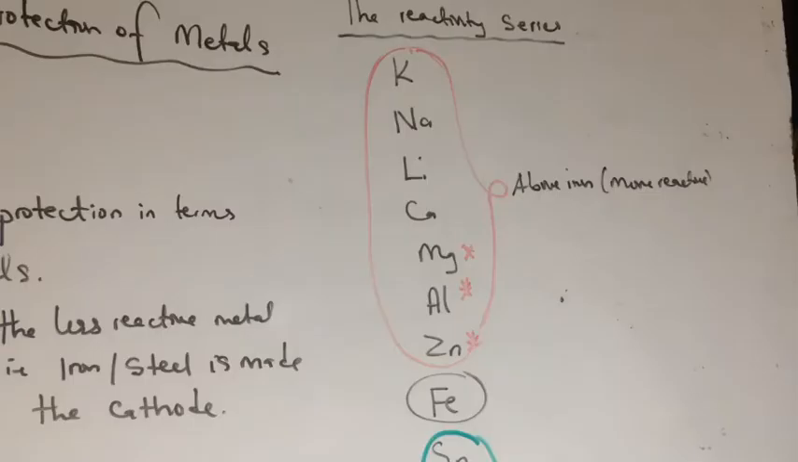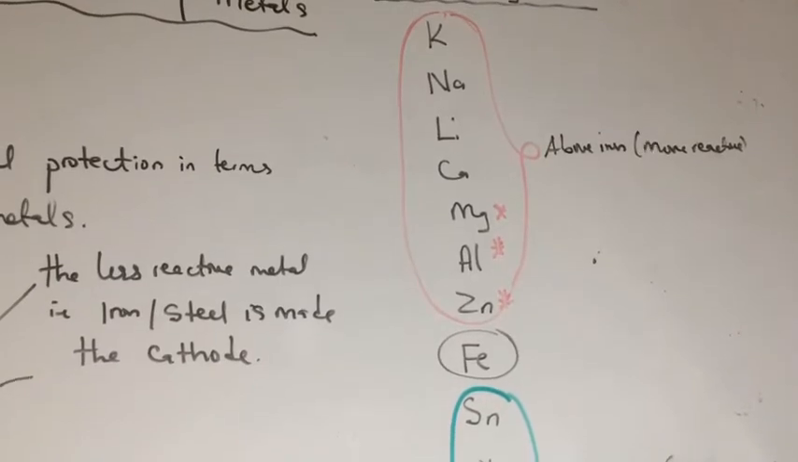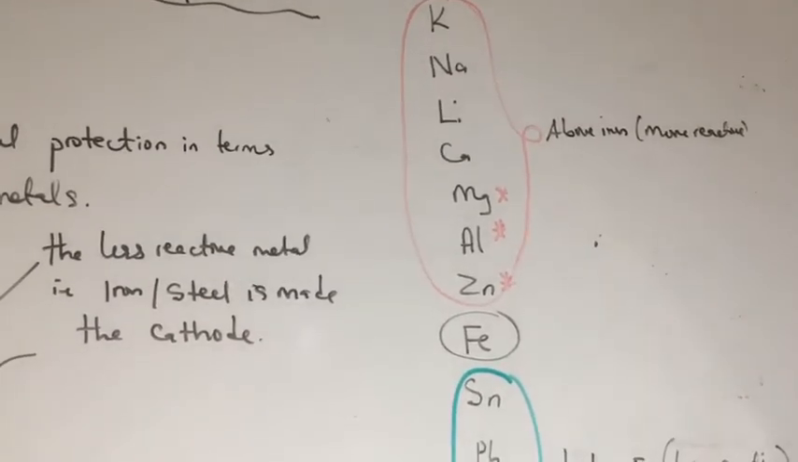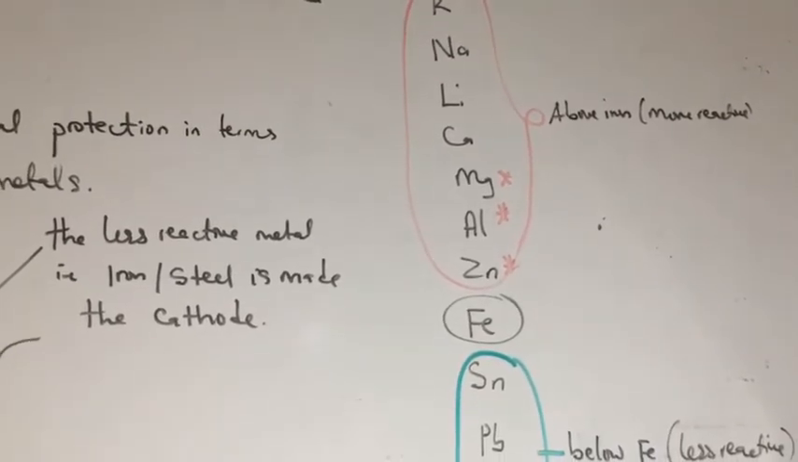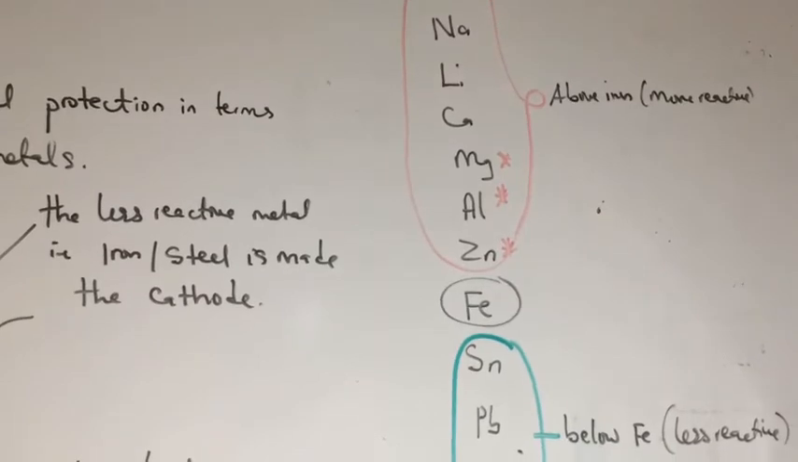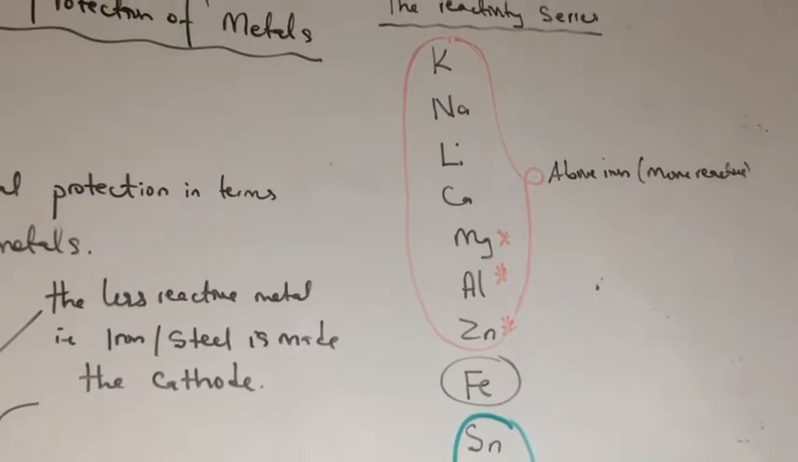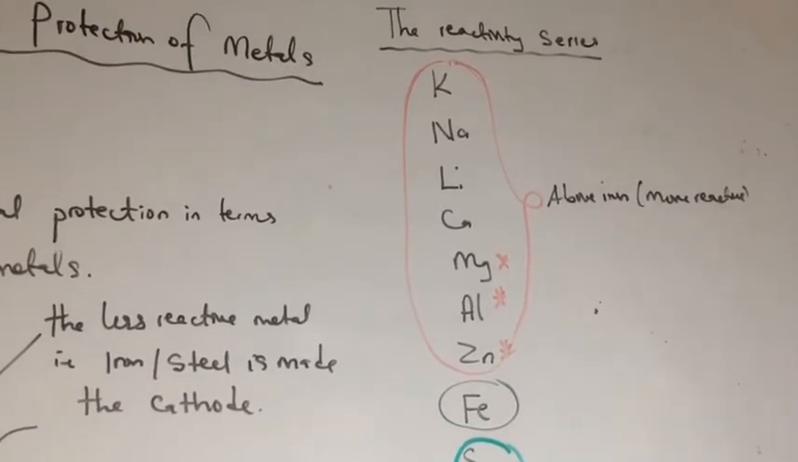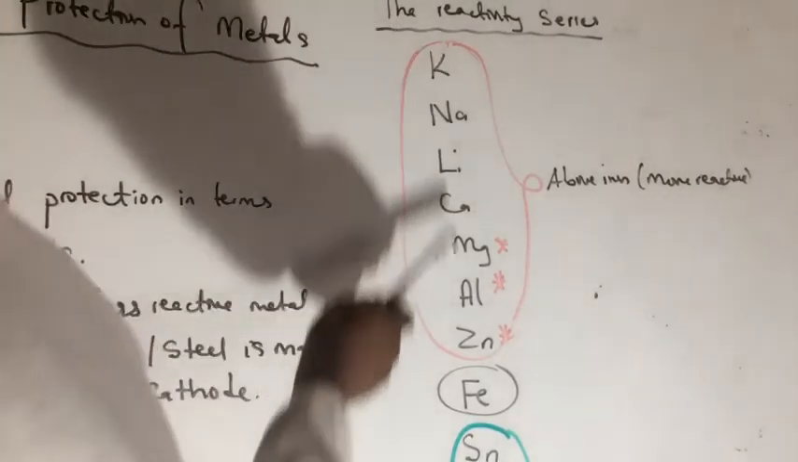So let's look at the reactivity series. You can see potassium, sodium, lithium, calcium, magnesium, aluminum, zinc, iron. Then you have the others below it: tin, lead, hydrogen, which is the proton from the water or the acid, then copper and the others. But most especially the metals that are more reactive, that are above iron in the series, from potassium to zinc.